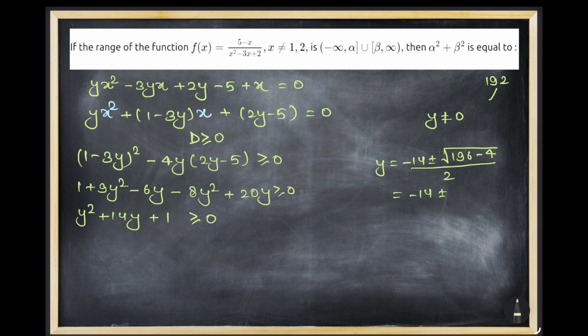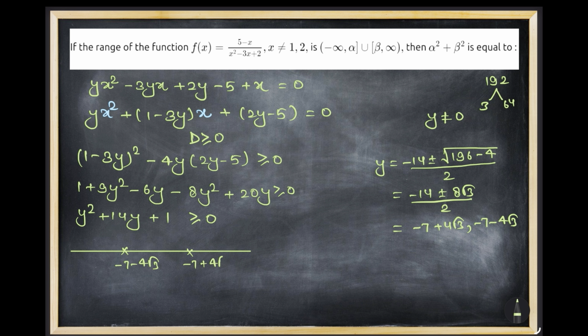So it is 8 root 3 over 2. So it is minus 7 plus 4 root 3, minus 7 minus 4 root 3. Okay, so we got two numbers. The least one is minus 7 minus 4 root 3 and then minus 7 plus 4 root 3.